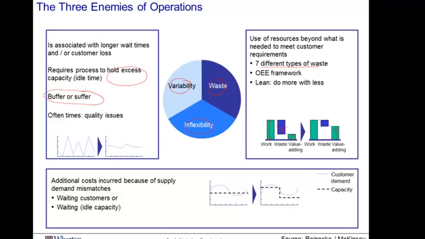And then finally, there is inflexibility. Matching supply with demand is always hard. We either have patients wait for doctors or doctors waiting for patients. The more we can do to adjust supply to demand, the better of an operation are we going to run.